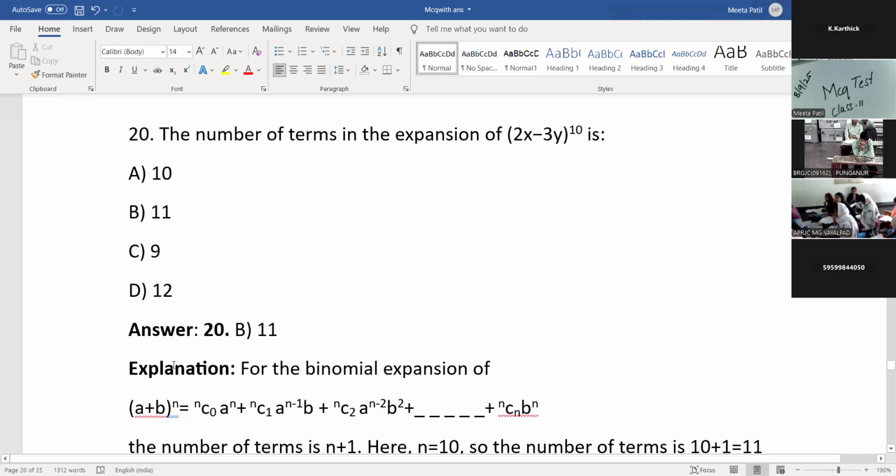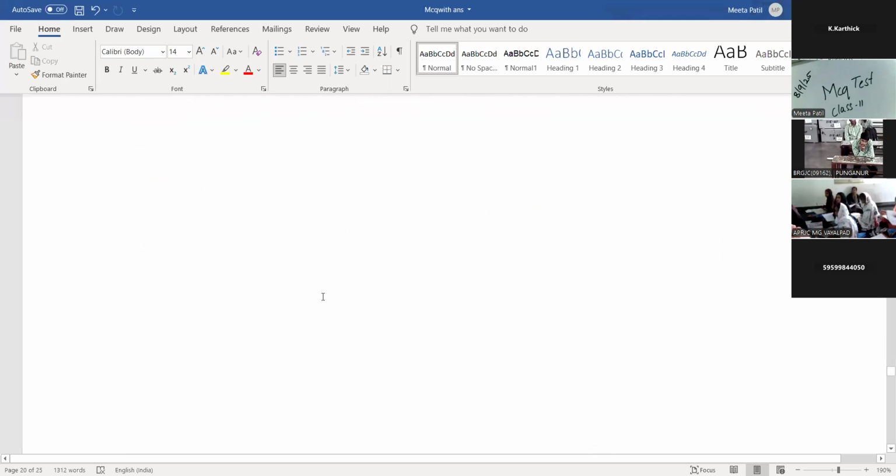For the 20th one, you have the number of terms in the expansion of (2x - 3y)^10. How many terms do you have in this particular expansion? Totally 11, because n + 1 terms will be present in the binomial expansion. So the correct answer is option B.